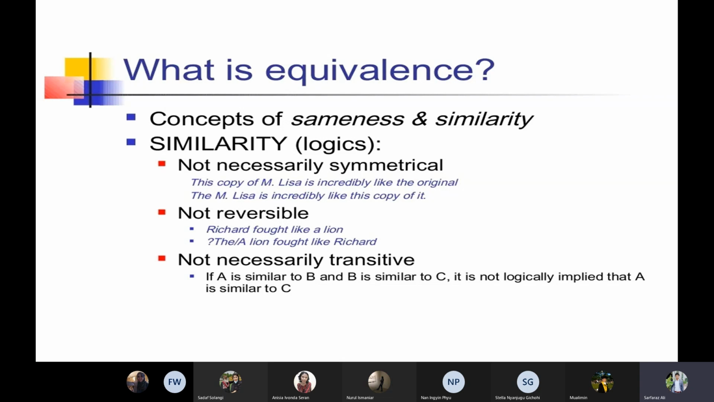Currently, what is equivalence? The concept of sameness or similarity is called equivalence, or, as earlier mentioned, in mathematics or in the logical sense, similarity. What does it mean? That it is not necessarily symmetrical. The example written in English defines the practical similarity: this copy of Mona Lisa is like the Mona Lisa, or the Mona Lisa is incredibly like this copy. This similarity does not mean it is symmetrical, reversible, or transitive. So all these three types of similarity do not mean that things have similarity.